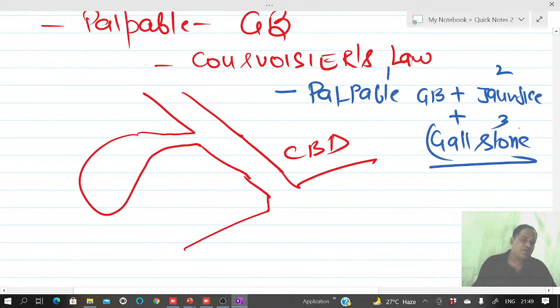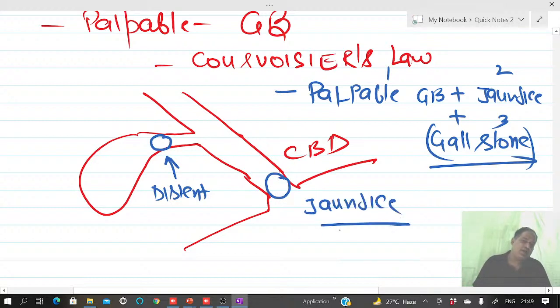Why? Because if there are gallstones, that will cause fibrosis. The gallbladder will not be able to distend. The exception makes it possible. If there is a stone here, that will cause the gallbladder to distend. If there is a stone here also, that will cause jaundice. So here is the first exception. Your patient will have a palpable gallbladder, jaundice, and gallstones, all three occurring together.